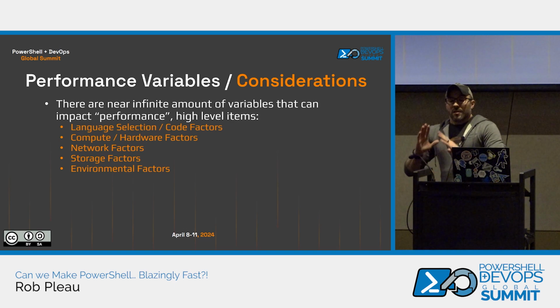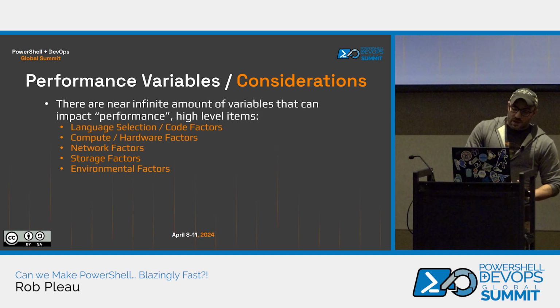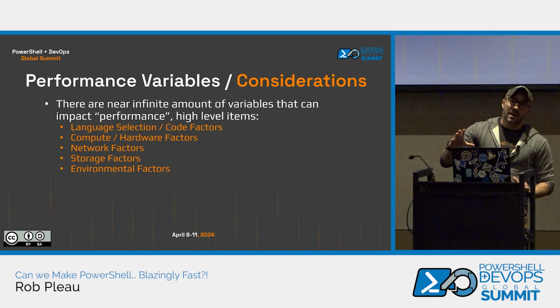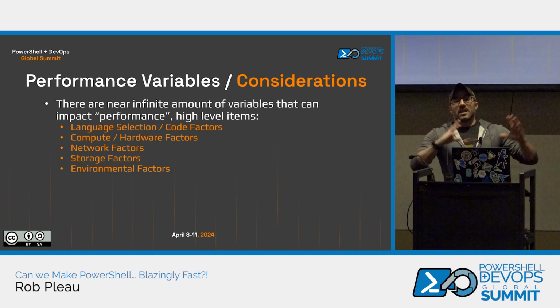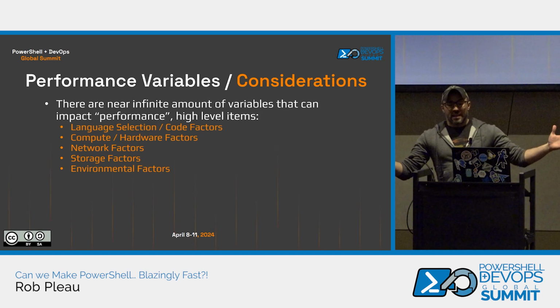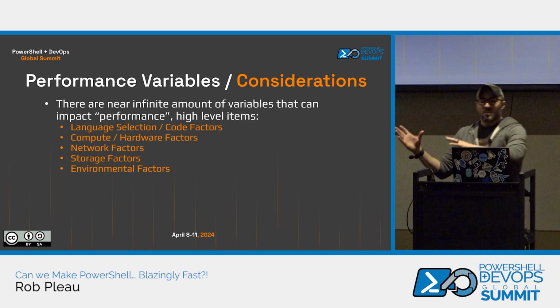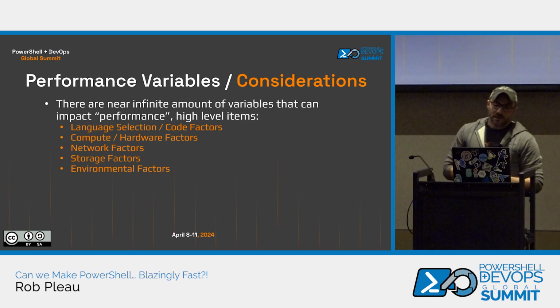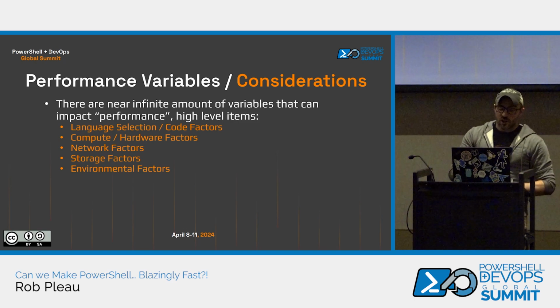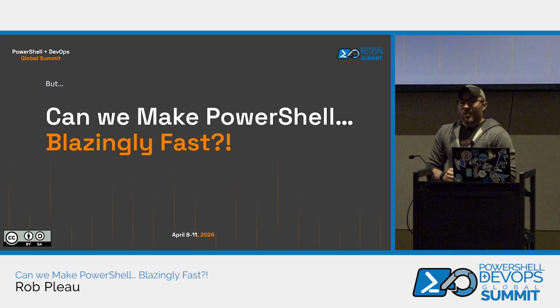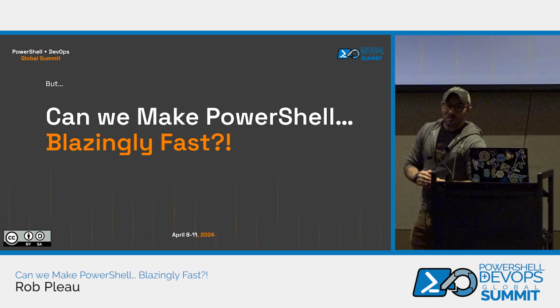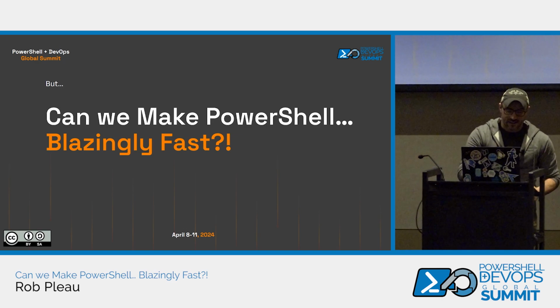So there's almost an infinite number of variables, but I will say, in terms of what we're going to look at, even if I took the 3 machines I put all of this together on, A should always be approximately faster than B. So for the most part, the numbers all kind of jive together. So, can we make PowerShell blazingly fast? No.